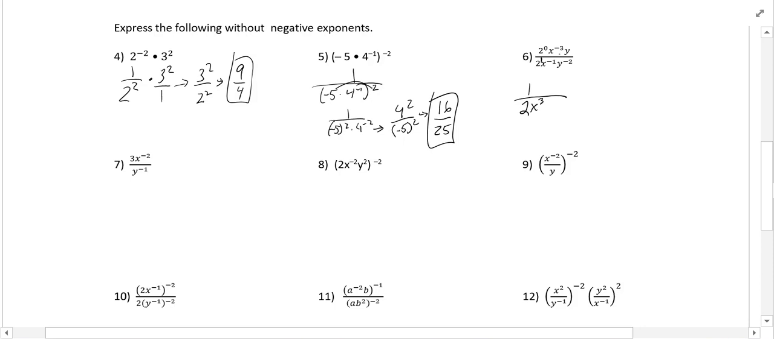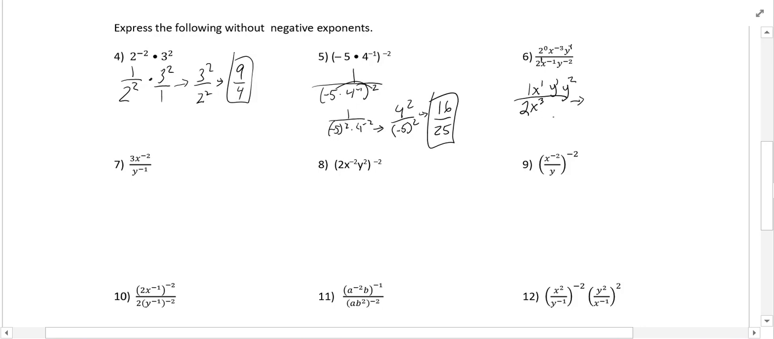This x to the negative 1, to make it a positive exponent, you bring it to the top. So this is x to the first. This y already has an implied exponent of 1, which is positive, so it stays in the numerator. This x to the negative 2 in the denominator, to make it positive, it goes to the top, so you bring it up to the numerator, so y squared.